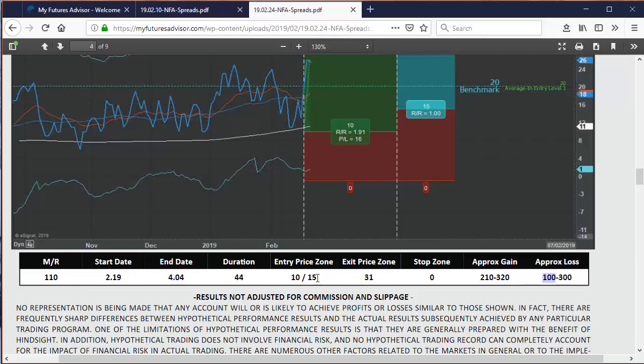Second set of numbers is for the average in guy. All right. Would end up with an average price of about 15. Would be looking to make about 320 and would have to endure approximate loss of about $300. Okay. So that's how you read the strategy sheet. We've tried to keep it as simple as possible.